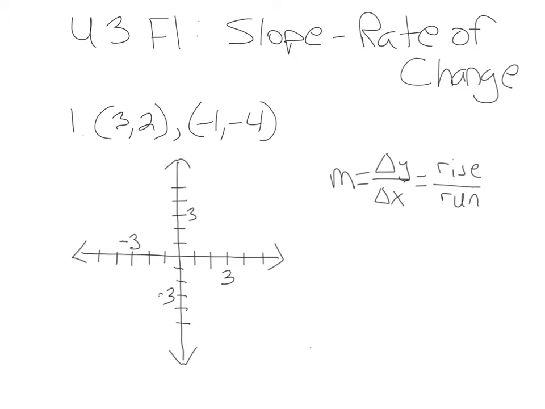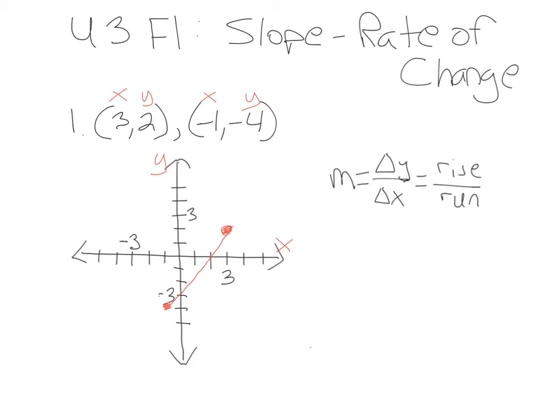So (3, 2). Remember, x is here and y is here. So these are x, y, x, y. We go to the right 3 and we go up 2. We put a dot there. We also have (-1, -4). We're just going to go to the left 1, down 4. Put a dot there as well. So let me just make a line between them.